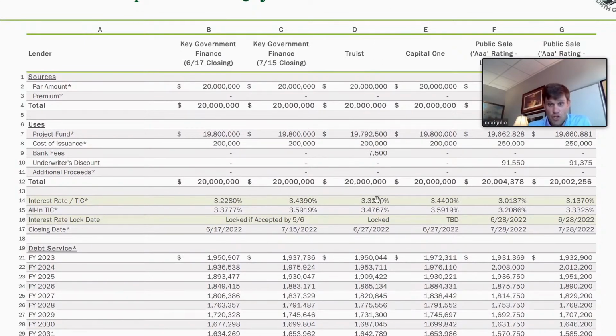In column D, we have the Truist proposal at 3.32%, as well as Capital One, which was the highest interest rate at 3.44%. And the two public sale options, we're showing you two different options on the public sale. This is a range of potential outcomes for the public sale. On the low end, our estimates are a little over 3%, and on the higher end, estimates of about a 3.14% interest rate for the public sale.